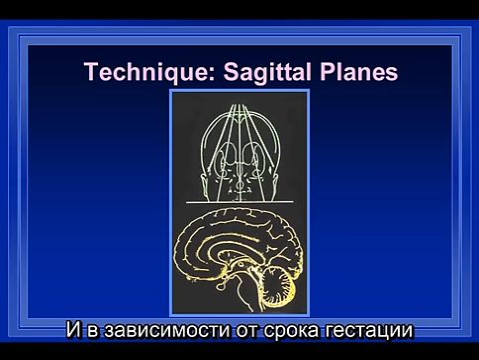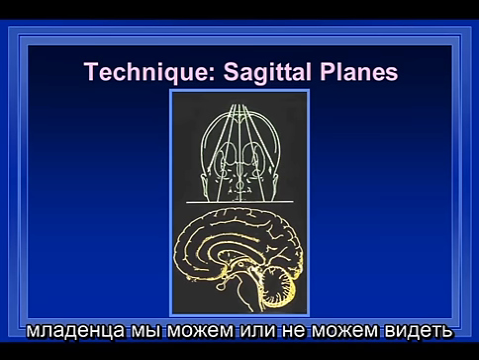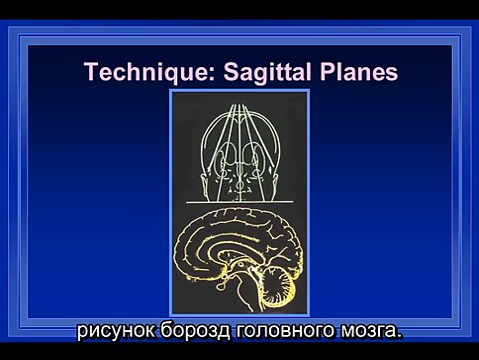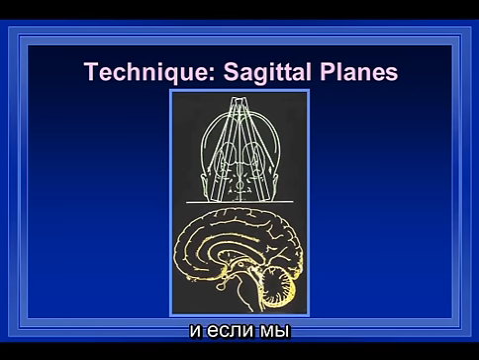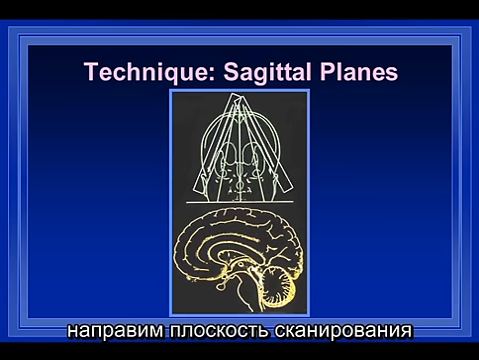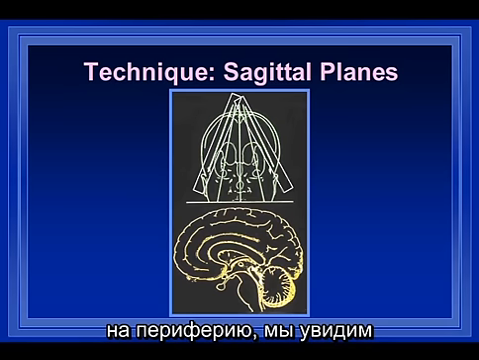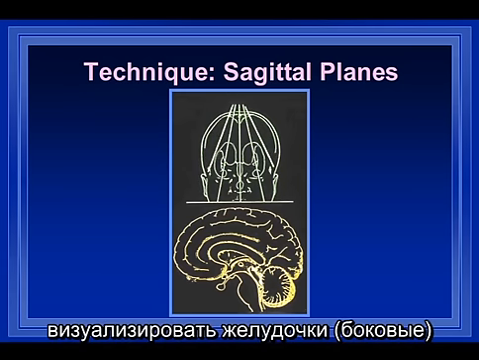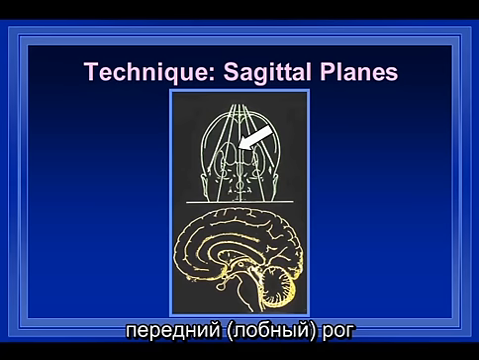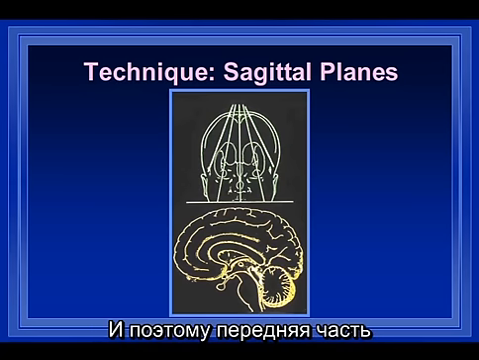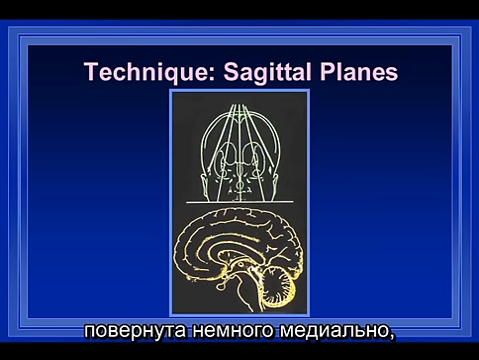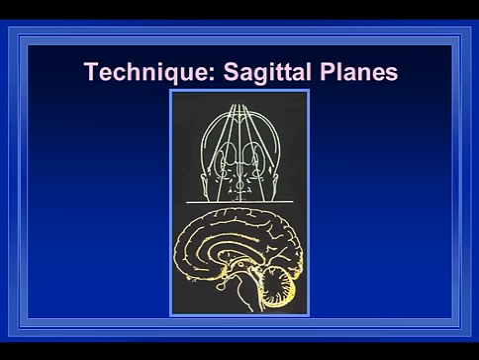And depending upon the gestational age of the infant, we may or may not see the convolutional markings of the brain. As we look at the parasagittal views, we'll image the ventricular system, and as we extend our view more peripherally, we'll see the substance of the brain parenchyma. Bear in mind that when you're trying to visualize the ventricles, the frontal horn is more medially positioned than the occipital horns, and so the anterior portion of the transducer needs to be more medially positioned than the posterior portion of the transducer.